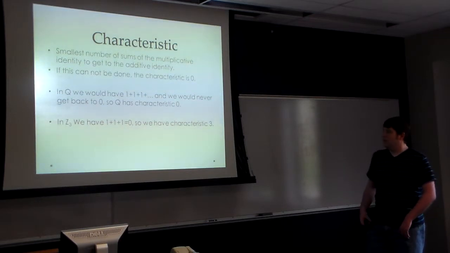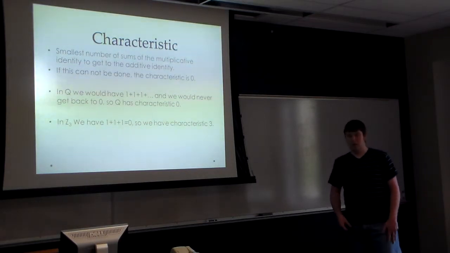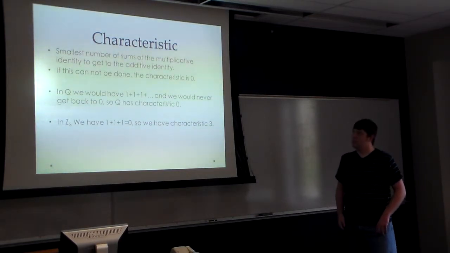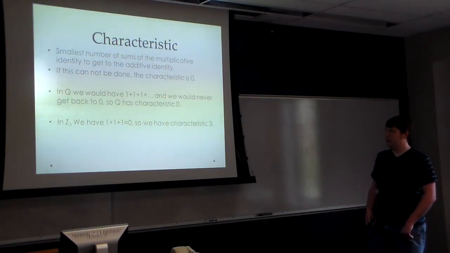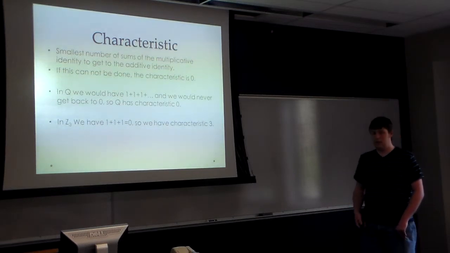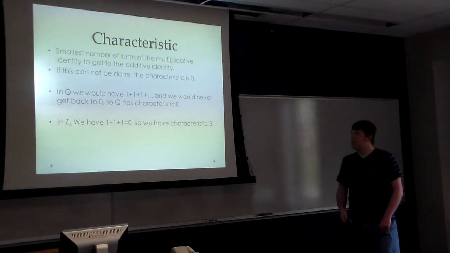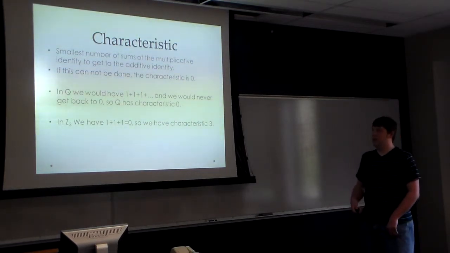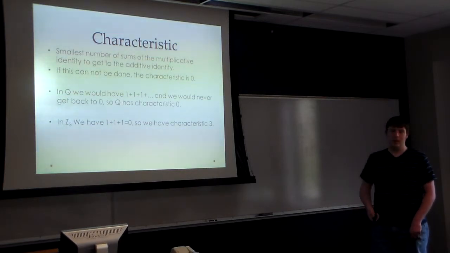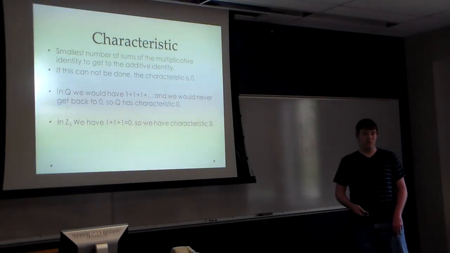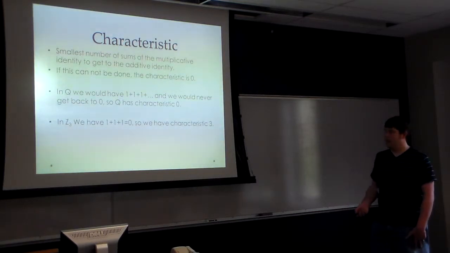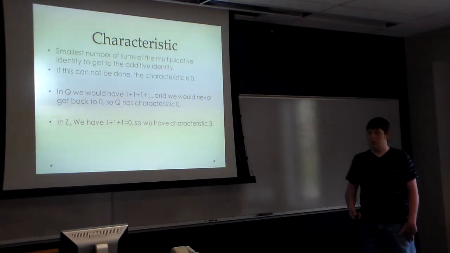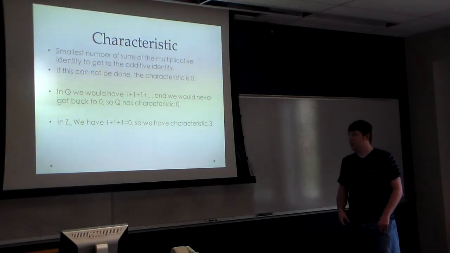And then one thing that will be useful when talking about Galois fields is characteristic. And this is the smallest number of sums of the multiplicative identity to get to the additive identity. And then again, not necessarily sums, it's just the first operation. And then if this cannot be done, the characteristic is 0. So I have an example of this.